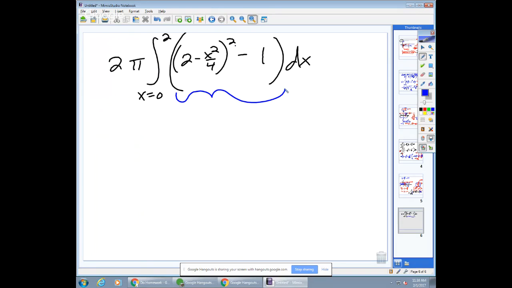So what are we going to get? 2 squared is 4, minus 2 times that is what? Negative x squared over 4, and we'll get 2 of those. Better write that down. So there's going to be 2 of 2 times the x squareds over 4. And then we're going to have a plus x squared over 4 squared, which is x to the 4th over 16. And don't forget, we still have a minus 1 chilling out over there.